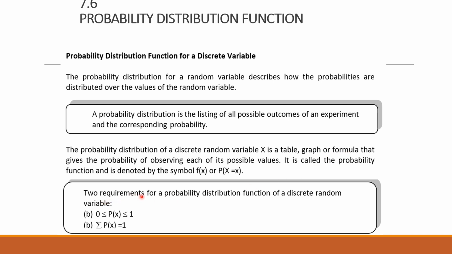These are the two requirements for probability distribution function of discrete random variable. The probability values must be between 0 and 1, including 0 or including 1. And the second characteristic is the summations of probability x is equal to 1.